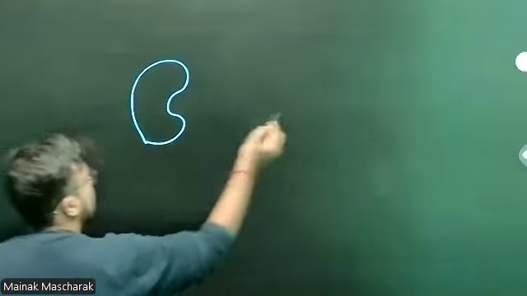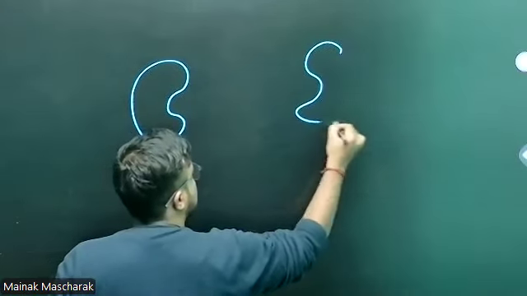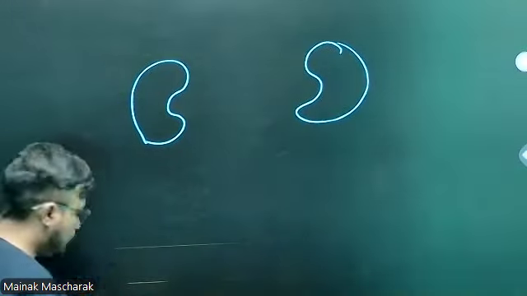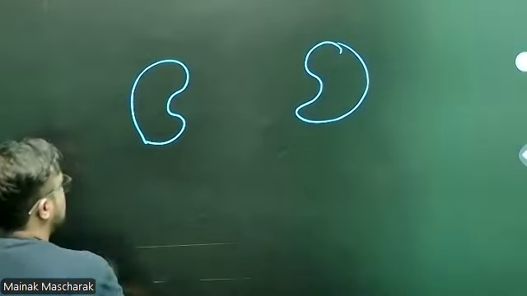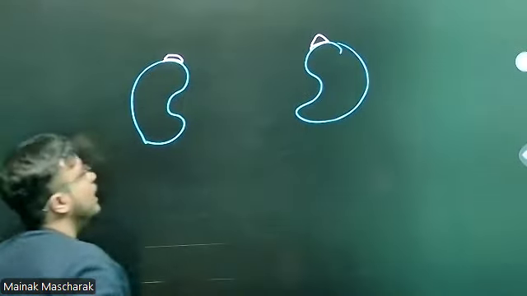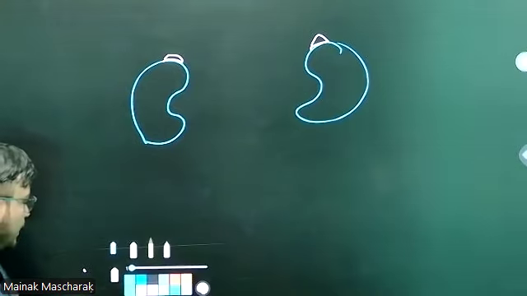Suppose मान लो this is the right kidney and this is your left kidney. Okay, so this is your right kidney, this is your left kidney, and above the kidney there is presence of the two glands that you know. What is the name of these two glands? This is your adrenal gland. Yes or no? This is your adrenal gland.